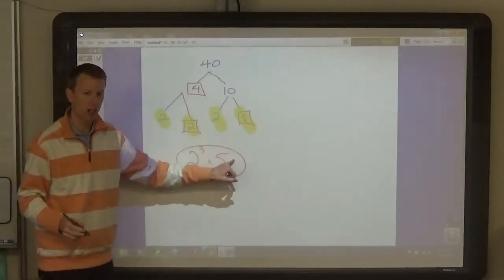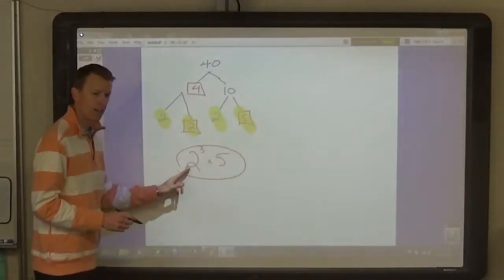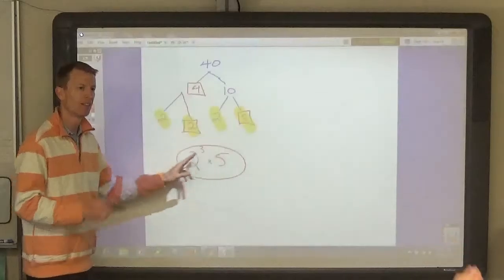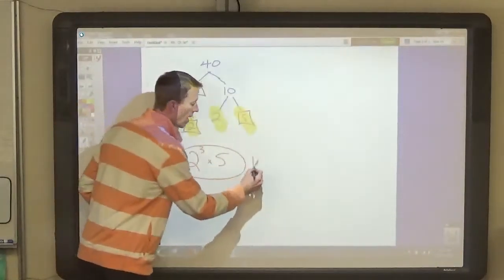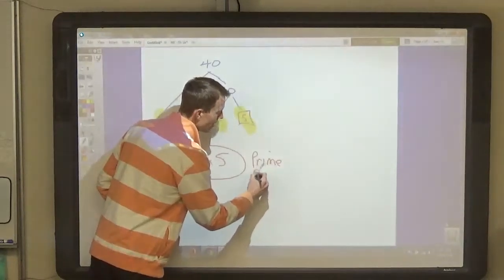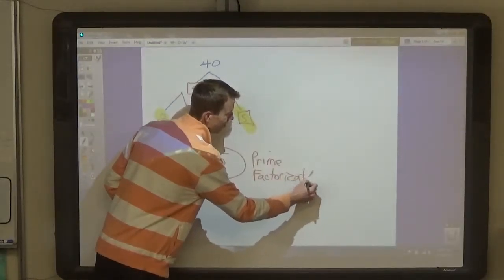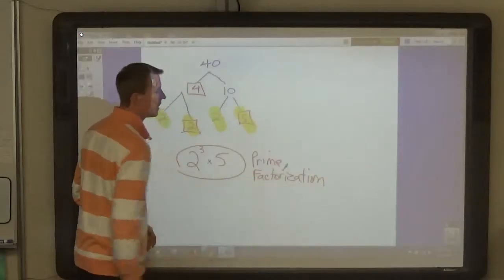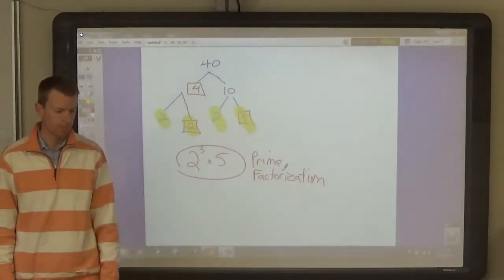What is this formula called in math? These are what type of numbers? Prime numbers. These are prime numbers, so this is called the prime factorization. Yep. Factorization is a formula. Okay?